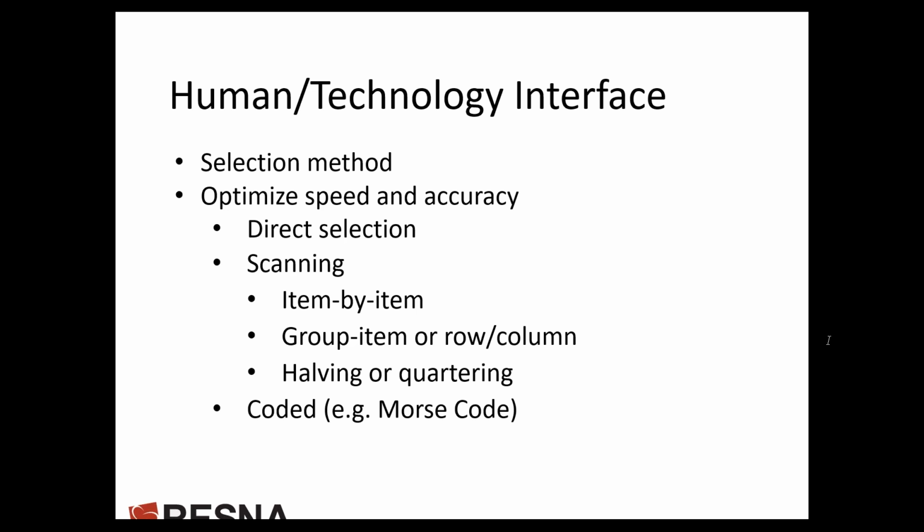Hand or eyes, right? Picking letters or symbols by hand using a stylus, or using eye gaze, is direct selection. What about scanning? Explain one of those scanning methods.